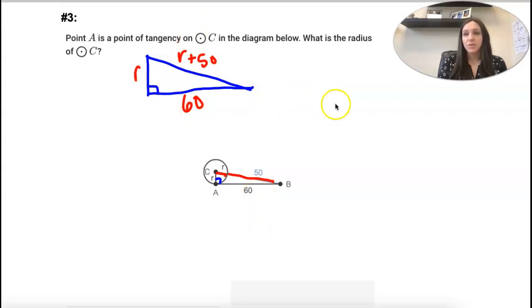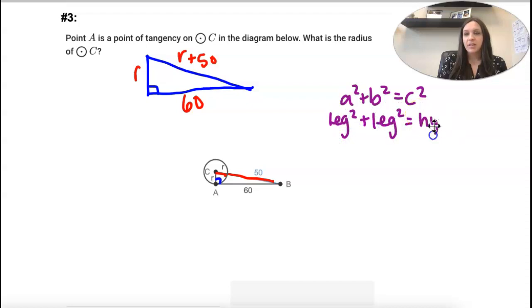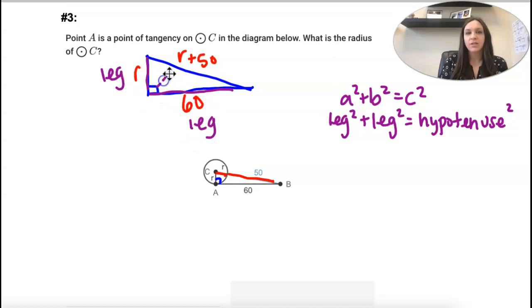A squared plus B squared equals C squared is the Pythagorean theorem. We also say you take one leg squared plus the other leg squared, and that's the hypotenuse squared. So these sides that make up the right angle, those are legs, and then across from the right angle is the hypotenuse. So I have leg, the radius squared, plus 60 squared equals R plus 50 squared.